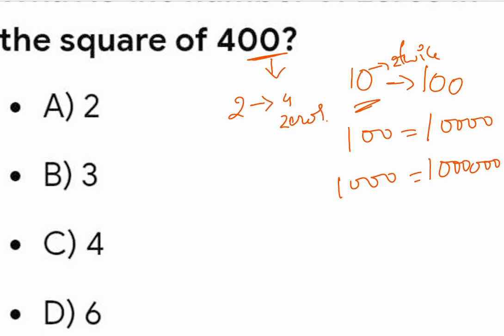Here the options are 2, 3, 4 and 6. We already know the rule: when the number is ending with zeros, when you take the square, the zeros become double. So here the number is ending with 2 zeros, so 2 2s are 4 is the answer. When you take the square of 400, you multiply 400 into 400, and at the end you'll get 4 zeros only. So it is a very simple method. You should know the properties of squares and square roots. If you know that, it is very simple and you can calculate easily, and you can save time also.